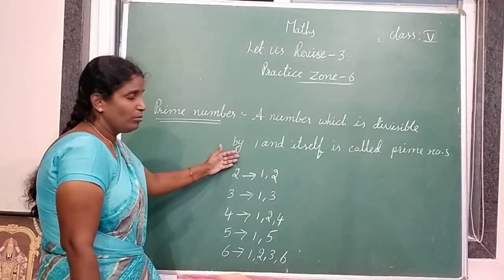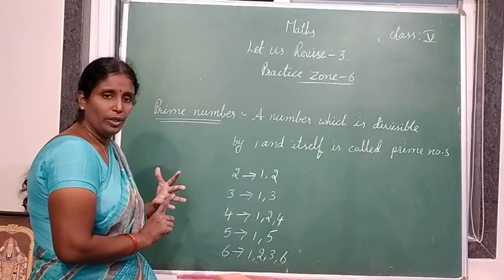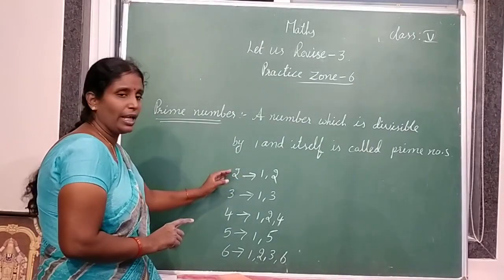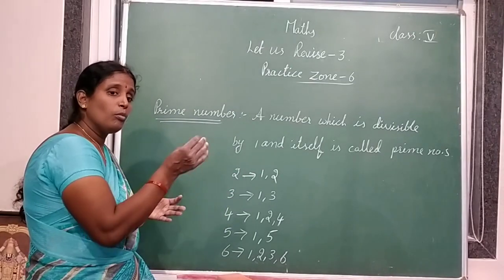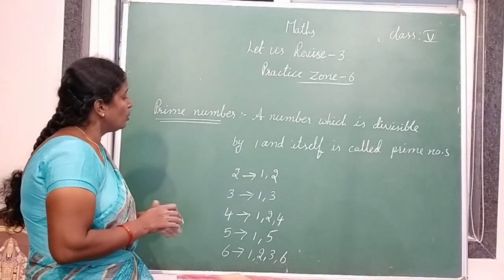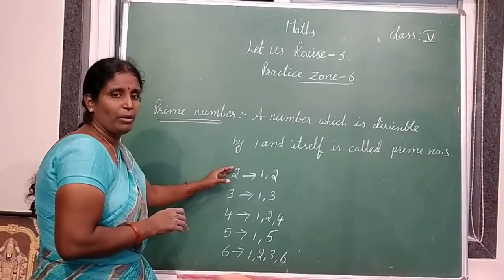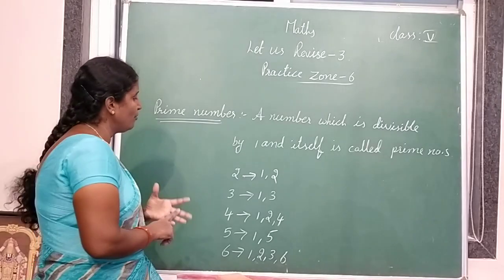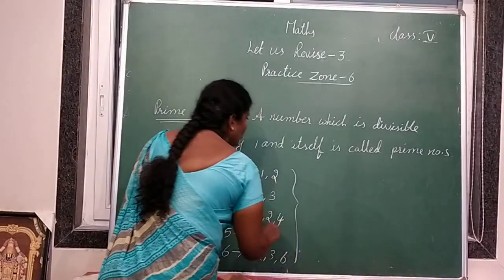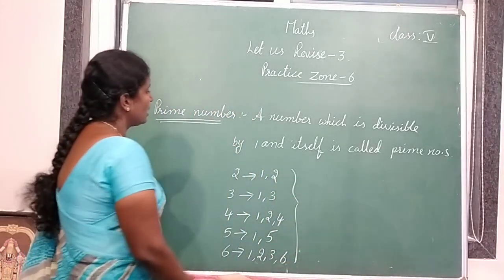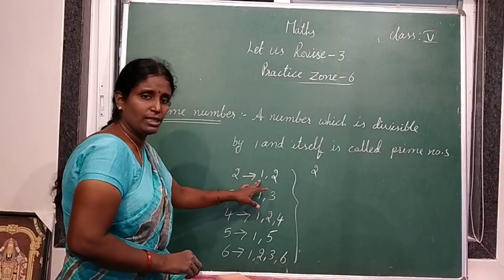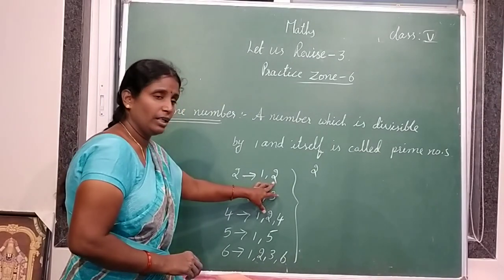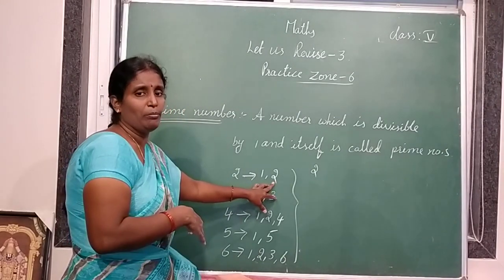So some of the numbers are divisible by only 2 numbers. It is nothing but 1 and itself. Some of the numbers are divisible by more than 2 numbers. So if a number is divisible by 1 and itself, those numbers are called prime numbers. So for example, 2. 2 is divisible by only 1 and itself, which is the same number.